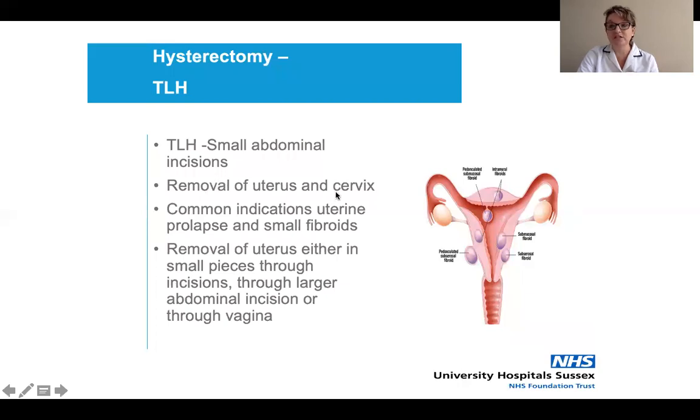And the indications for this operation are generally either uterine prolapse or small fibroids. And the uterus can be removed in small pieces through those incisions, or through a larger tummy incision if needed, or through the vagina.